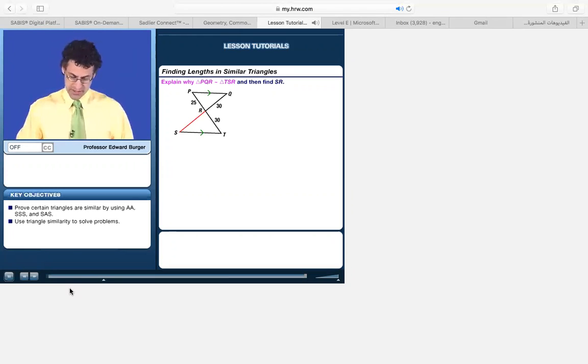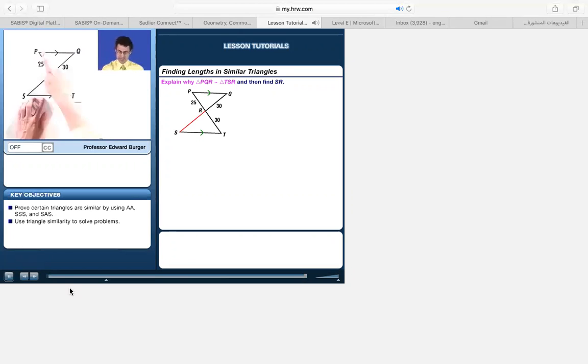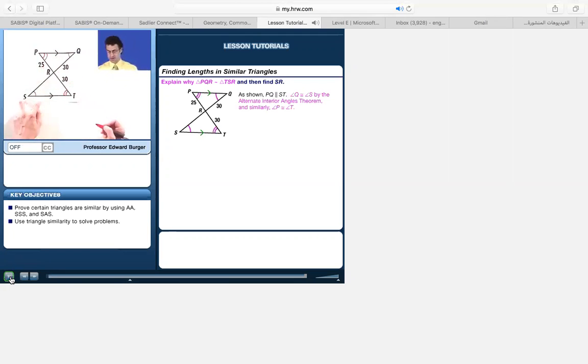Well, let's take a look and see. Since this line is parallel to this line, I can think of this as a transversal. I know alternate interior angles are congruent, so this angle right here is going to be congruent to this angle way over here. Similarly, if I look at this transversal, I see that this angle here is going to be congruent to this angle here. These two angles are vertical.